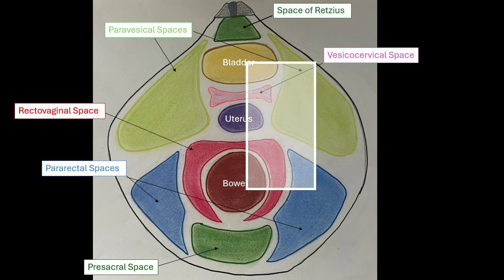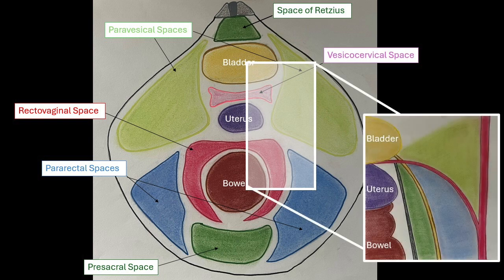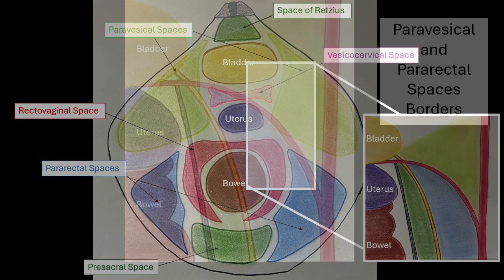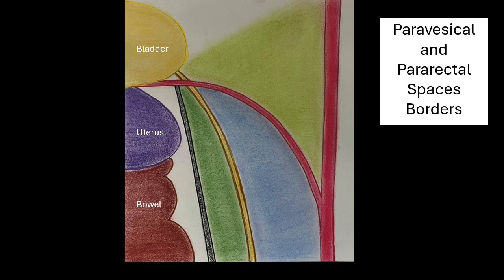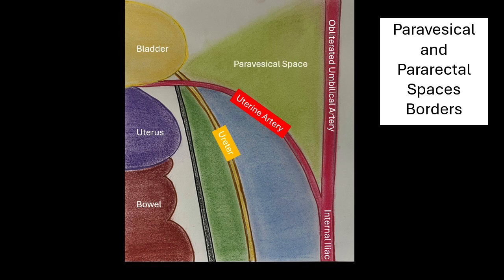Let's zoom in on this area of interest and blow it up to look a little more closely. After zooming in, we see some critical structures and can delineate some avascular spaces a little more closely. We can identify the ureter, the internal iliac artery, the obliterated umbilical artery, and the uterine artery. After identifying these structures, we can identify where we are in the pelvis. The paravesical space we know is lateral to the bladder, bordered by the obliterated umbilical artery and the uterine artery.